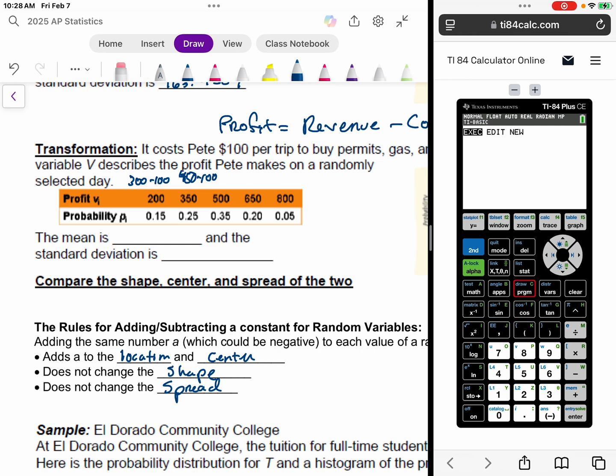What is the mean of this situation for profit? Did anybody do a one-var stat yet? Put it in there. All right, I believe it's 462.50. I believe when you go in there and you put those numbers in for L1 and the other ones for L2, you get 462.50. The standard deviation is 163.46.